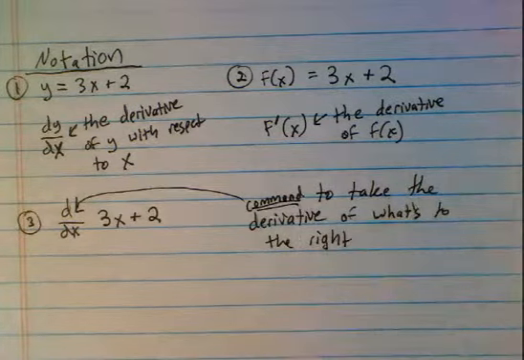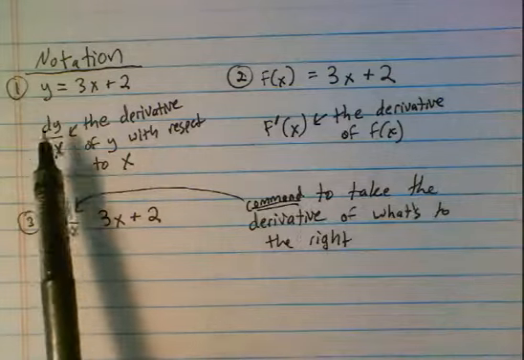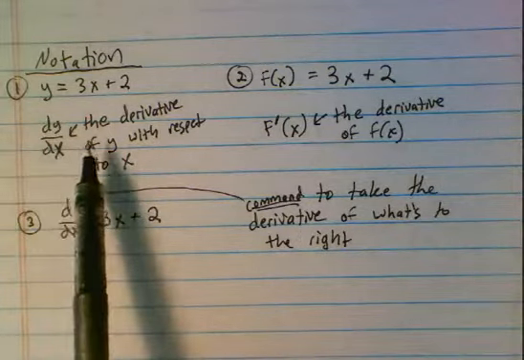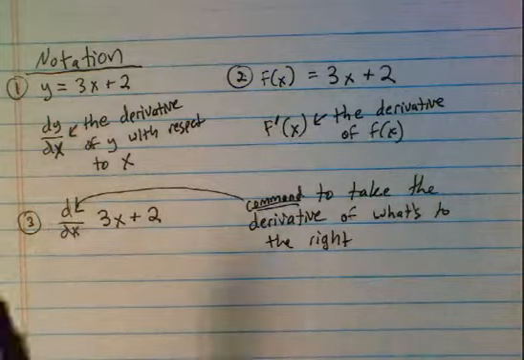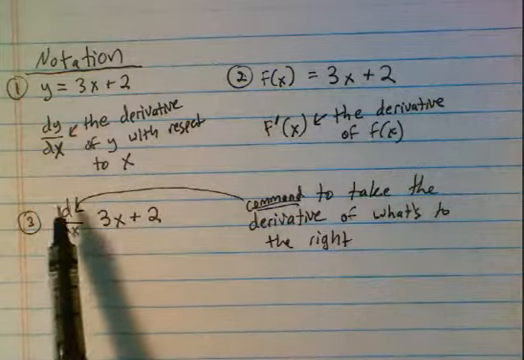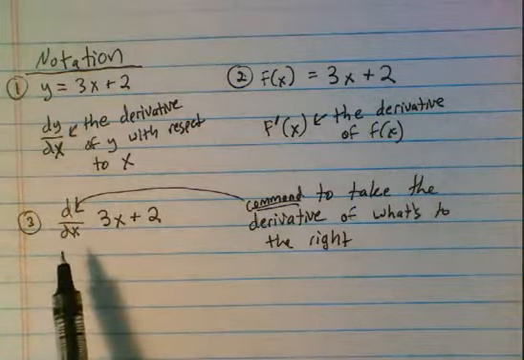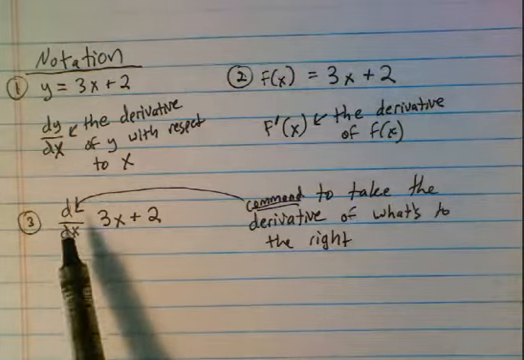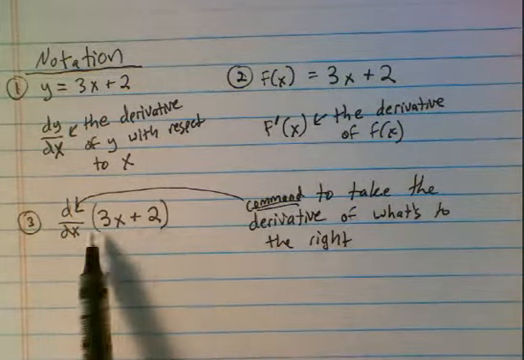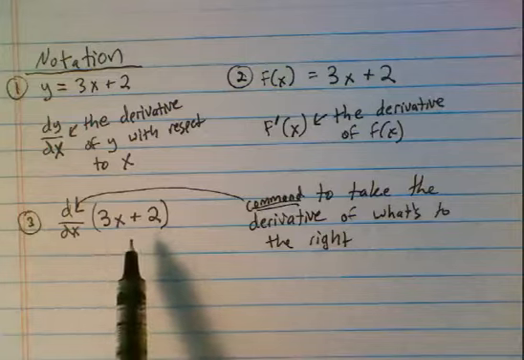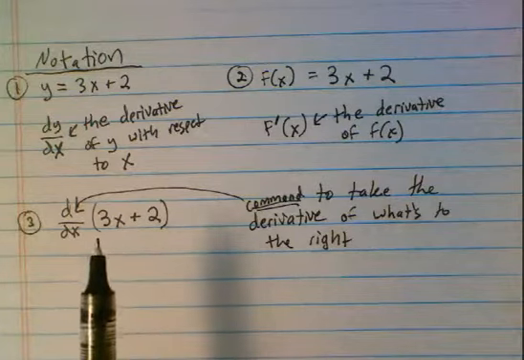So notice, we're going to have situations where we write dy/dx equals something, f prime of x equals something, but we are not going to have situations where we have d/dx equals something. This is active. It's telling us a command. We're going to take the derivative of what's right here. So be careful with those different notations.